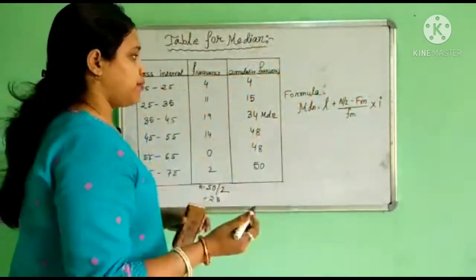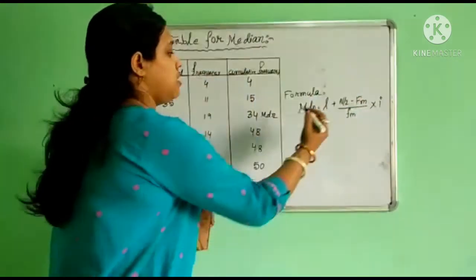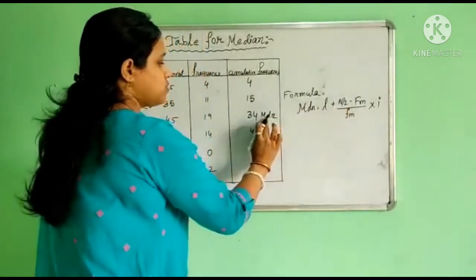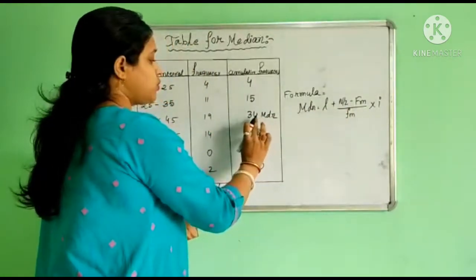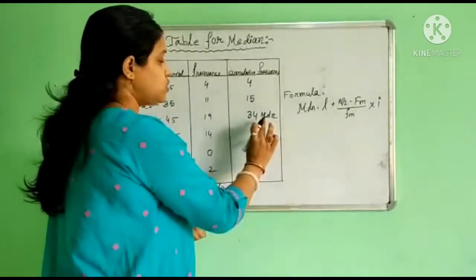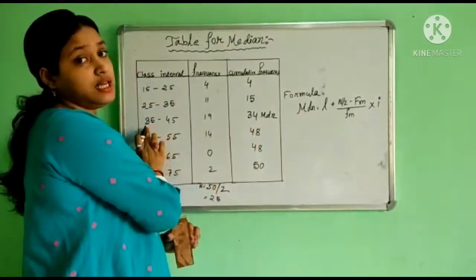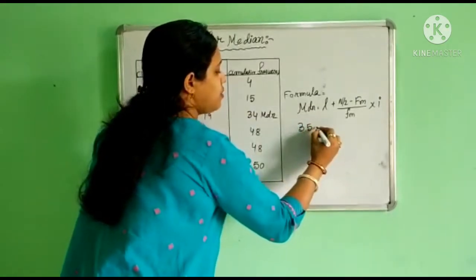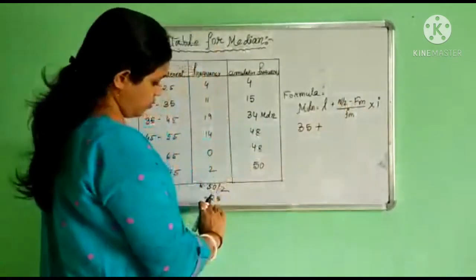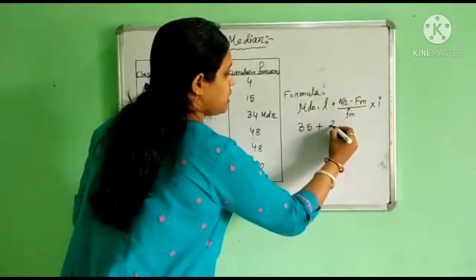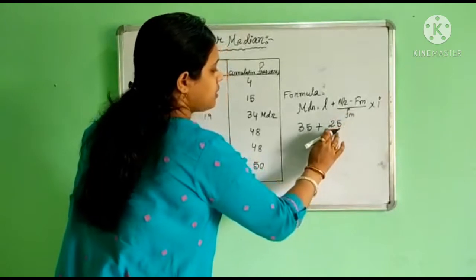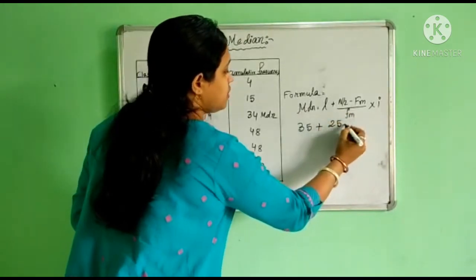So now we can apply our formula. L is the lower limit of the median class. The median class is 34, so our lower limit is 35. So we take 35, then plus n divided by 2, which is 25. Then we put this sign.